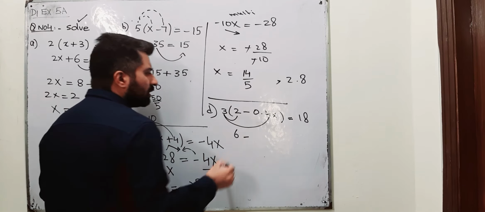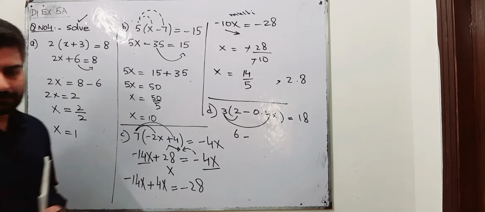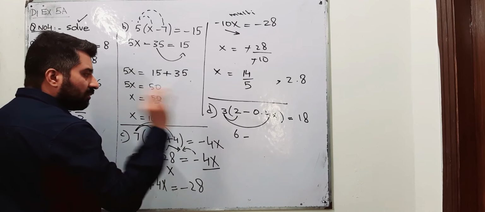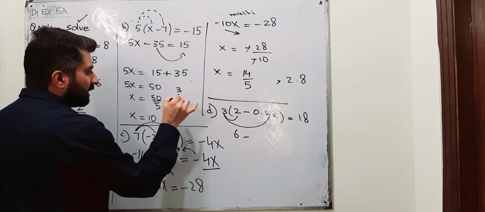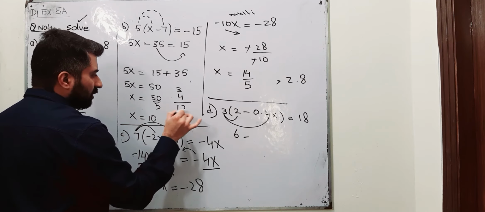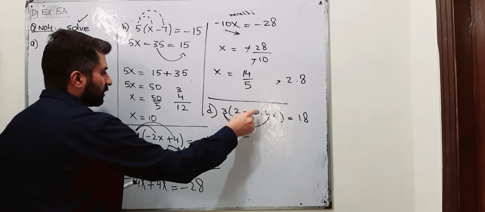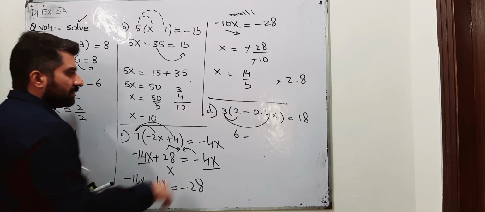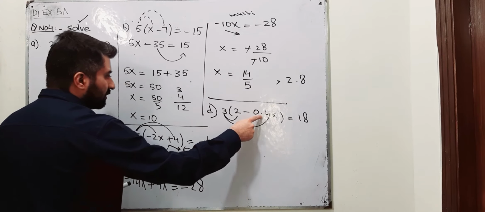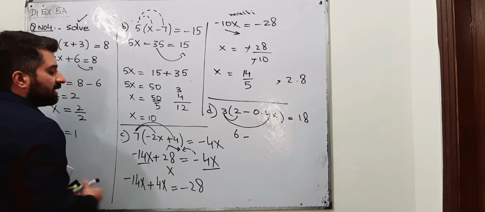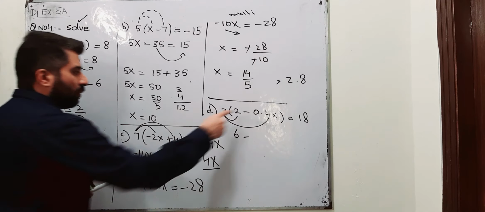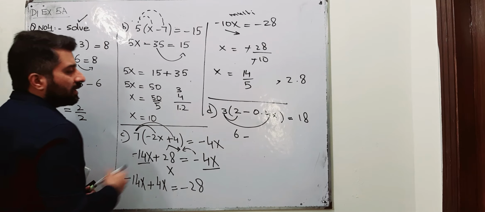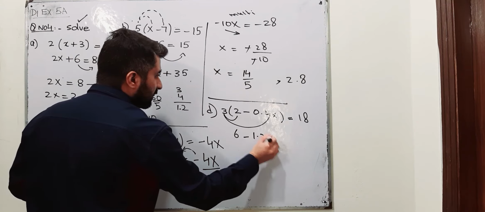Well, let me tell you the trick for how to multiply a whole number and a decimal number. You have 3 and you have 0.4. For a moment, ignore the decimal. You need to multiply 3 and 4. Ignore the decimal, 3 into 4 is 12. Now I have to insert the decimal here. There is one number after the decimal, so there must be one number after the decimal in your answer. Now this is your answer, that is 1.2. So minus 1.2x equal to 18.